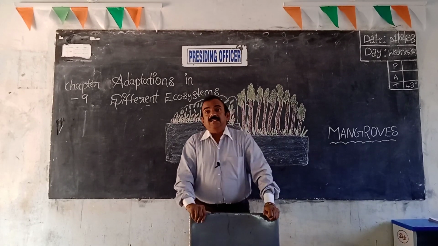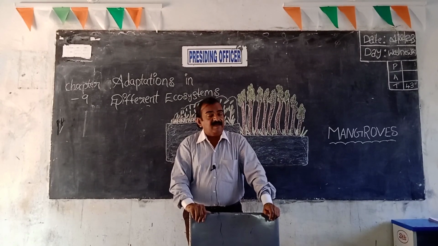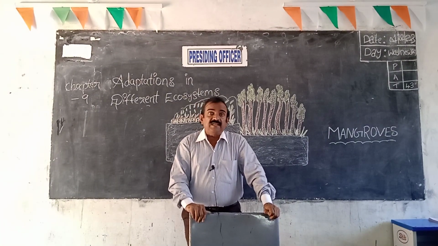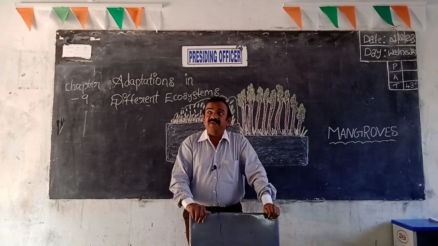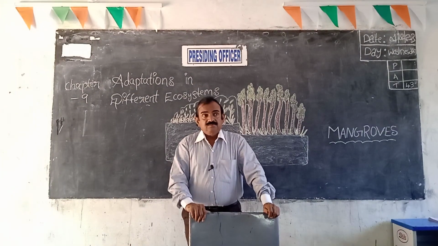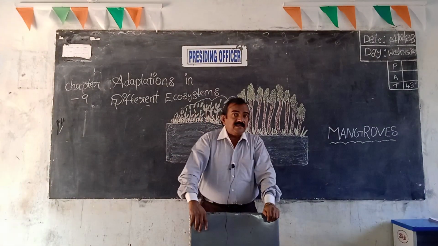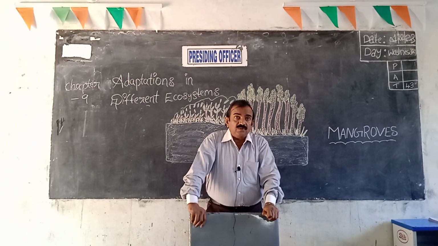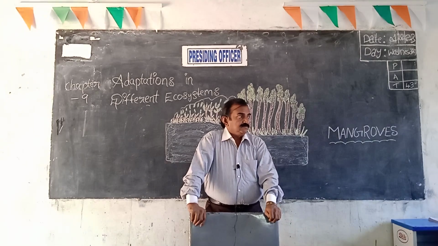And these plants grow in wetland, wet and saline land. Saline means salt water. You know what salt water is, no? So in that area, these plants generally grow in water, that is saline water.